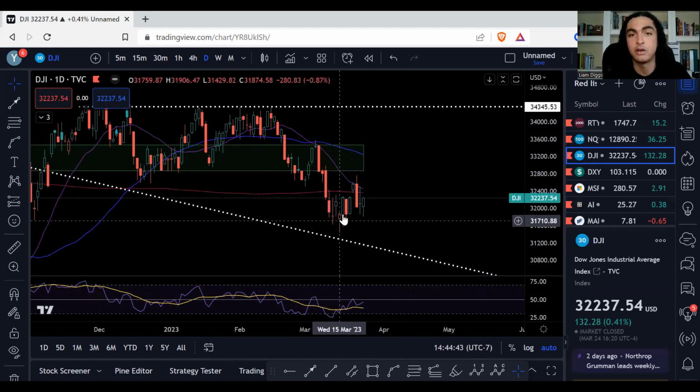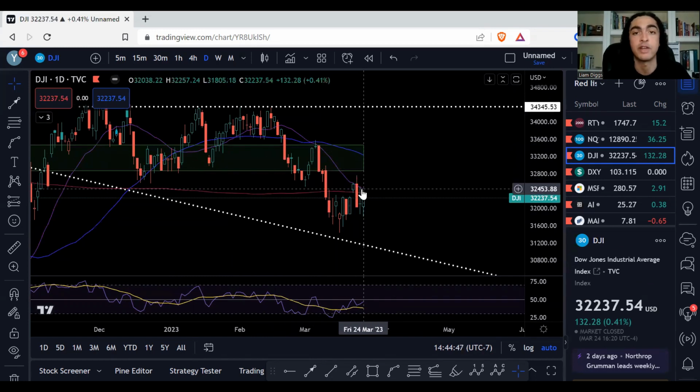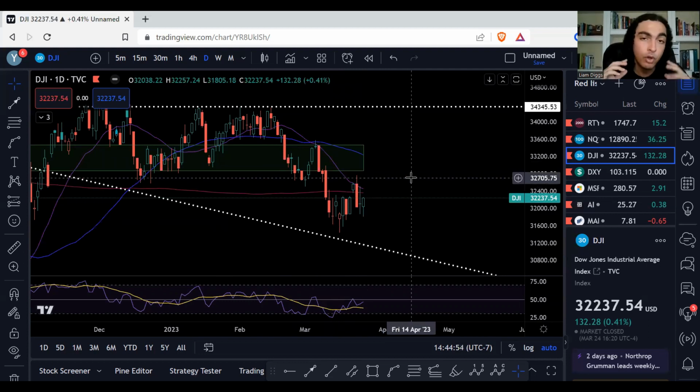You can see we came down, pretty much just sideways movement, got slapped back off of our 20-day moving average, which is this purple line, and then a little doji candle and a nice green candle to end the week. Where price action is going from here, I couldn't tell you. Your guess is as good as mine.